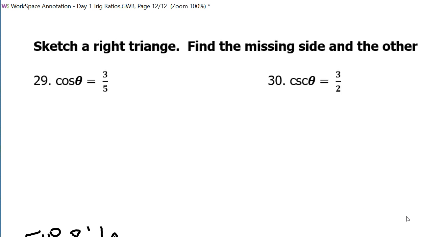Okay, now to the last section. Now we finally made it. Here's 29 and 30. So it says sketch a right triangle, find the missing side, and the other 5 trig ratios. So make sure if it says sketch a triangle, make sure you do that. So here's my right triangle.